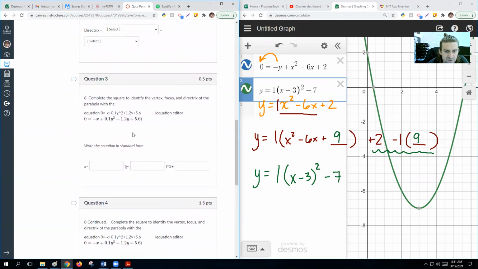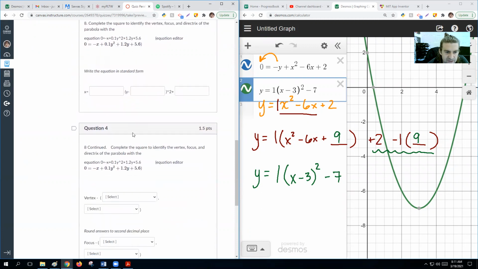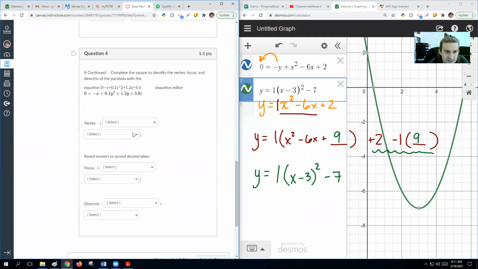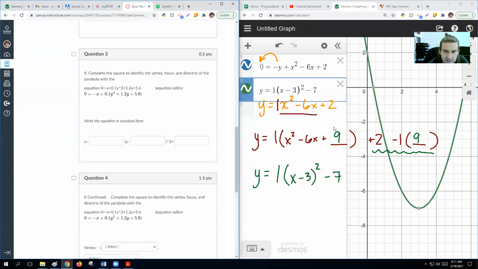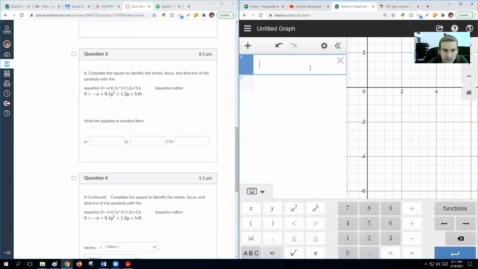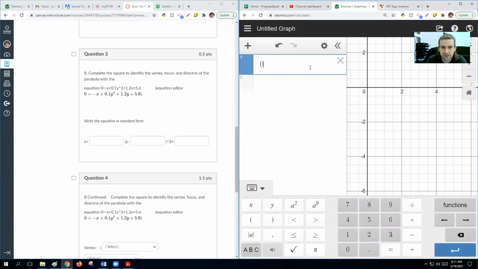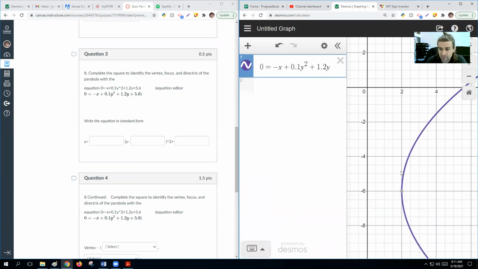All right, this one here, we have some decimals. So don't freak out when we see decimals. We can handle it and we'll be all right. Okay, so this one here, we got 0 equals -x plus 0.1y squared plus 1.2y plus 5.6. This one opens left or right.